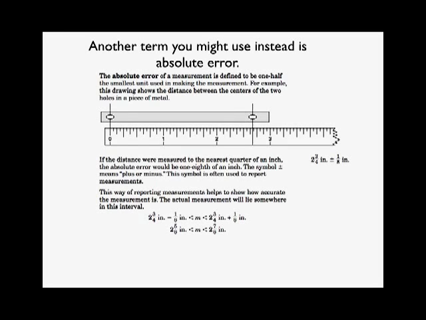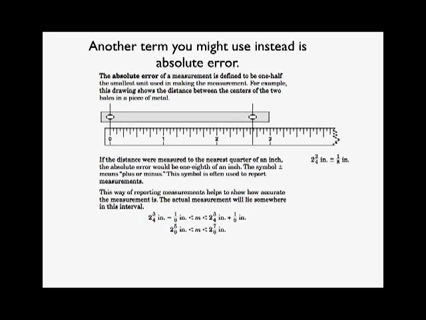Another term you might use instead is absolute error. The absolute error of a measurement is defined to be 1/2 the smallest unit used in making the measurement. For example, this drawing shows the distance between the centers of the two holes in a piece of metal. If the distance were measured to the nearest 1/4 of an inch, the absolute error would be 1/8 of an inch, which is half of a quarter.